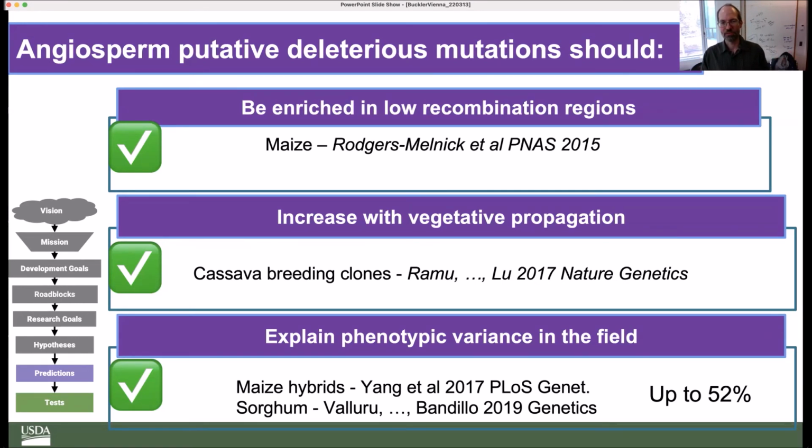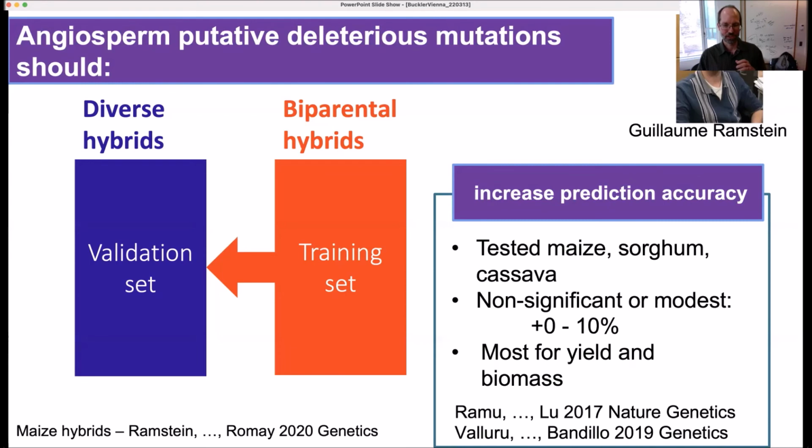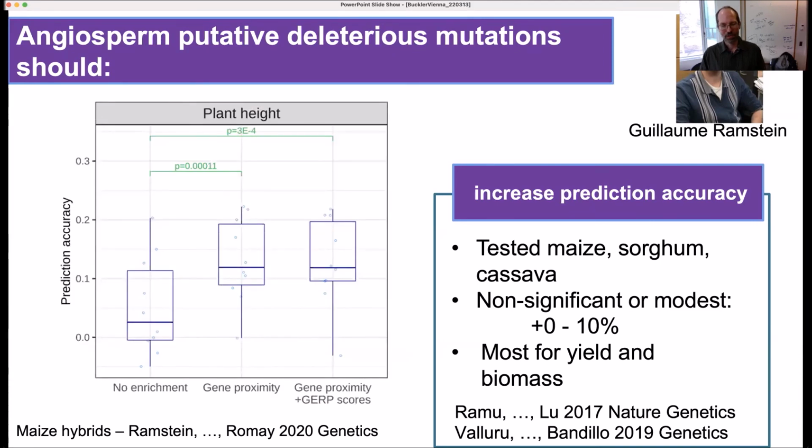For example, from the population genetics point of view, yes, these deleterious mutations are enriched in low recombination regions of the genome. Species that undergo vegetative propagation, like cassava, seem to have an increase in these deleterious mutations. And they do seem to explain about half of the phenotypic variance for yield in maize and sorghum. They weren't necessarily improving our predictions, but they appeared to explain a high level of the phenotypic variance. And so Guillaume Ramstein, through a couple of different studies, was trying to see if he could push this and improve it in the case of maize. We had a large set of biparental hybrids to train on, and he could test on a diverse set of hybrids to validate those models. What he was able to see was that models that incorporated information on where the SNPs were relative to genes had a significant improvement over standard genome-wide prediction models.